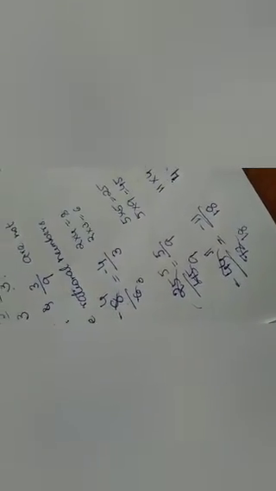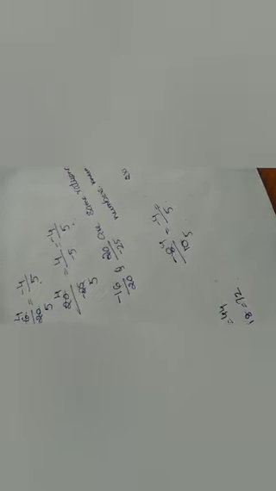So negative 11 by 18 is the simplest form of negative 44 by 72. The next one is negative 8 by 10. 2 4s are 8, 2 5s are 10. So here 2 4s are, here 2 5s are. That is negative 4 by 5 is the simplest form of that rational number.